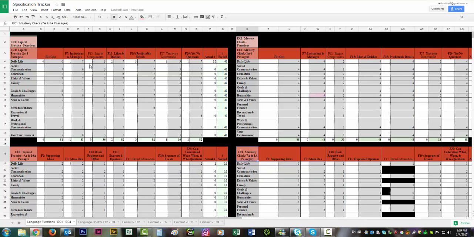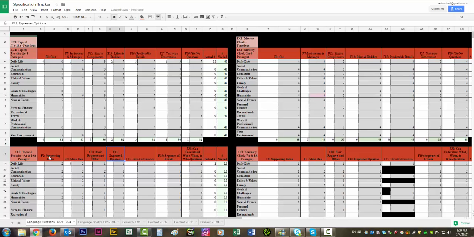So these are advanced. So you'll see that the functions that we've identified here with these tags, F1 is the tag for gist, F7 is the tag for invitations and messages. You'll see that all of these functions right here are actually different from these functions down here. So you can probably notice that. The reason being is that the functions we're testing at the advanced level, which in this case would be EC2, are different. So we want them to identify main idea, of course, basic requests and offers, express opinions, and so on and so forth.